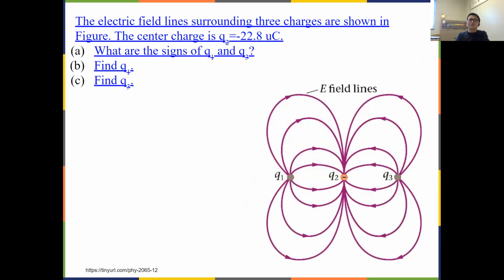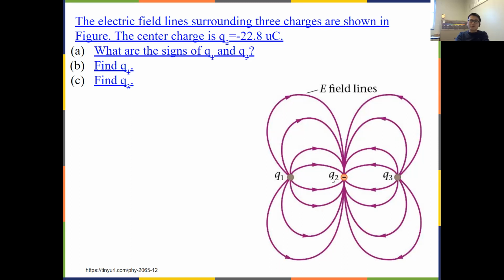One example here: the electric field lines surrounding 3 charges are shown in the figure. The center charge has the charge of minus 22.8 microcoulomb. What are the signs of Q1 and Q3, and find Q1 and Q3. Because the center one is minus, field lines go into it. So that's why it's minus.